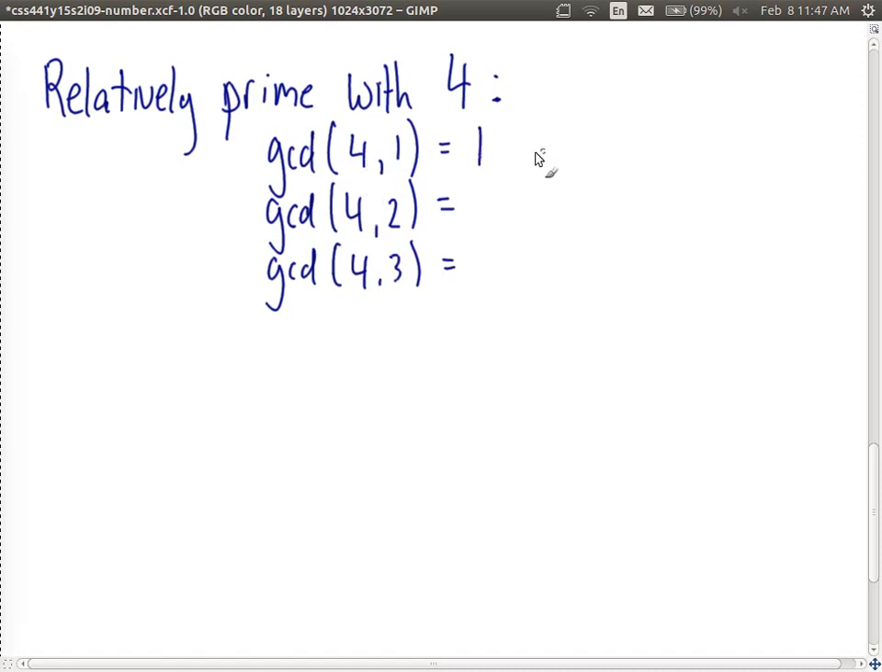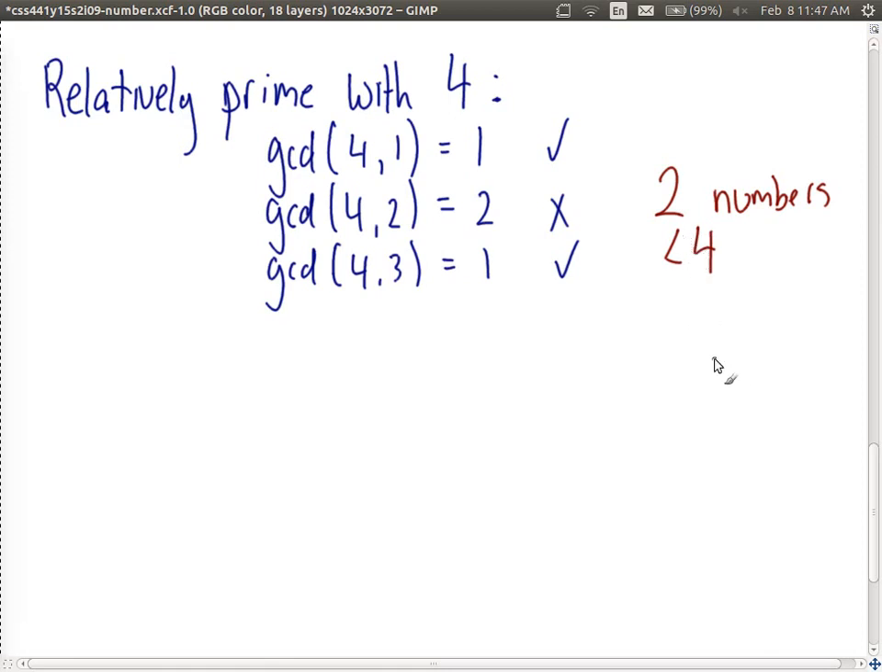4 and 1, greatest common divisor is 1. 4 and 2, divisor is 2. 4 and 3, divisor is 1. These are relatively prime. This one's not. So two numbers less than 4 are relatively prime with 4. The count of numbers. And we have a special name for this.